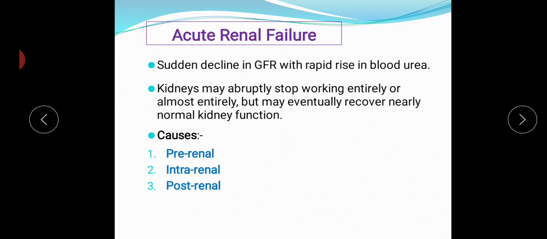This acute renal failure may be due to various causes. We can divide the causes as pre-renal, intrarenal, or post-renal. Pre-renal means the cause is outside the kidney; the kidney is not the direct cause. Second, intrarenal means the pathology is within the kidney, and that's why the kidney is not working. And third is post-renal, meaning beyond the kidney, maybe in the ureter, or due to a cause in the bladder or the urethra.